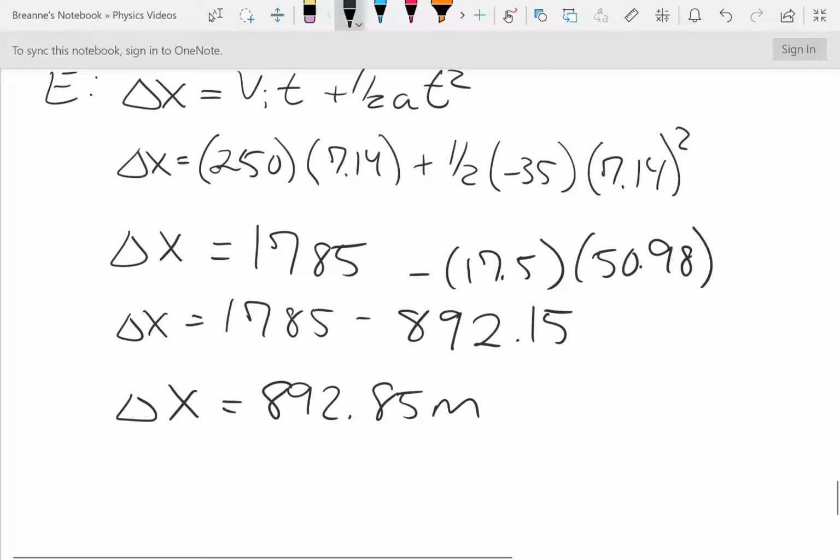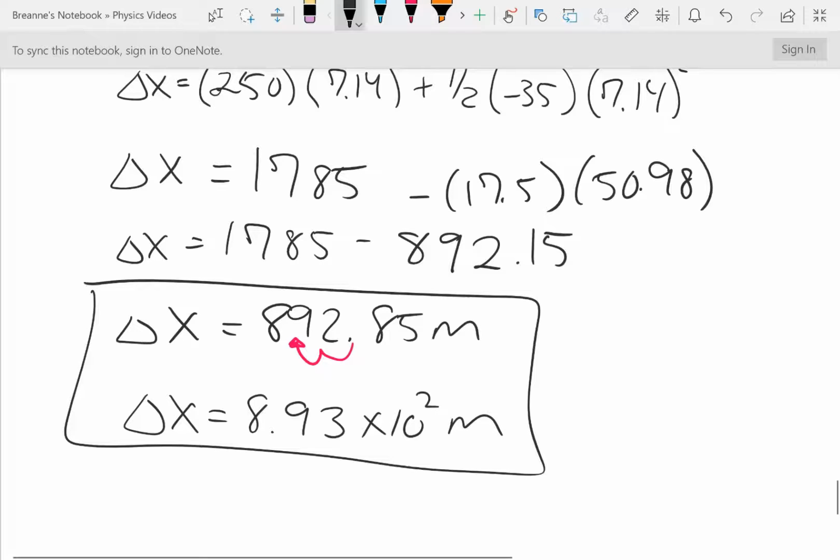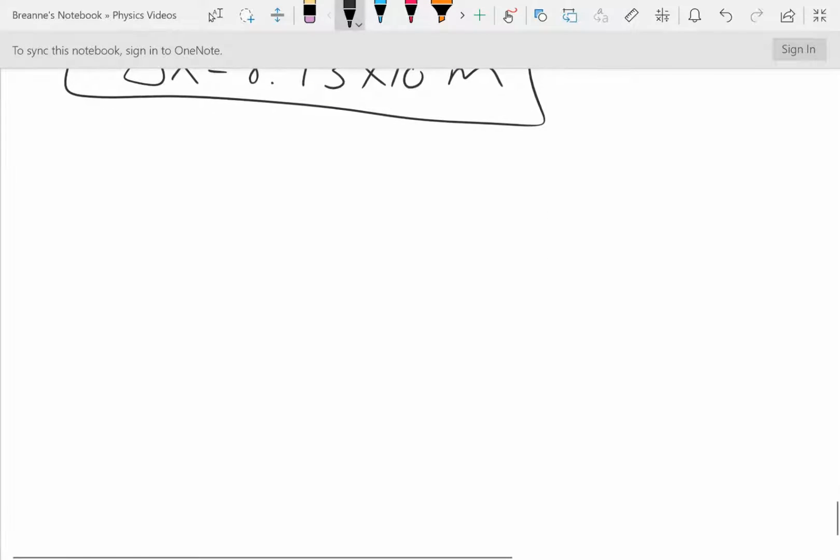892.85 meters. To put that into scientific notation, we move it over twice. And we have delta x equals 8.93 times 10 to the 2 meters. And that is your standard and scientific notation form.